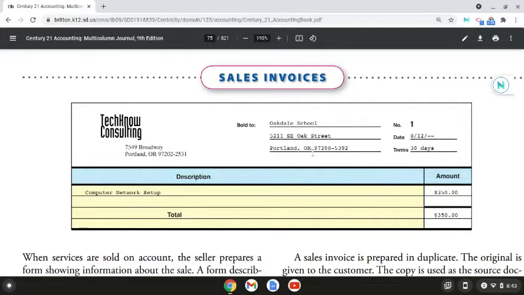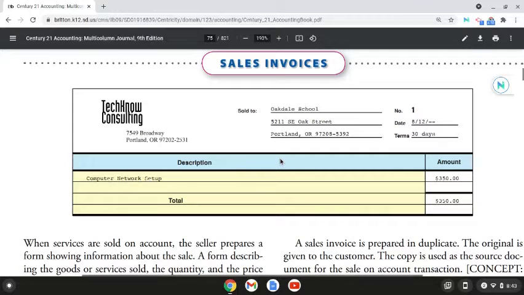So this invoice is being sold to Oakdale School, and this is also showing the address and the business, which is Techno Consulting, and their address as well. So next we have a description and an amount column. So under the description, it says that we have a computer network setup, and the amount is $350. So since there's nothing else that's under here, this becomes our total. If there was something else under here, we would add that amount to the $350, and that would become our new total.